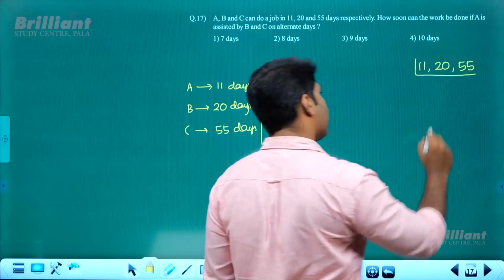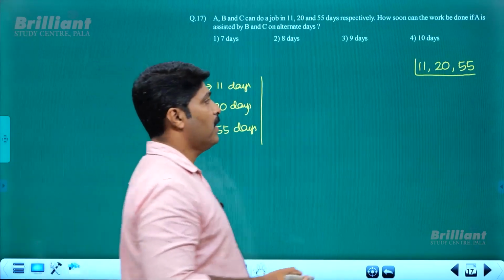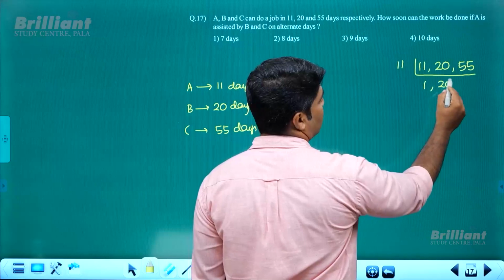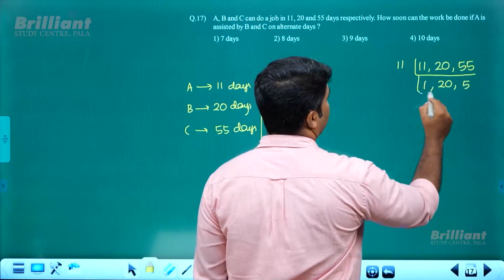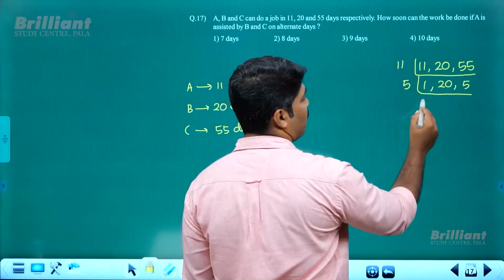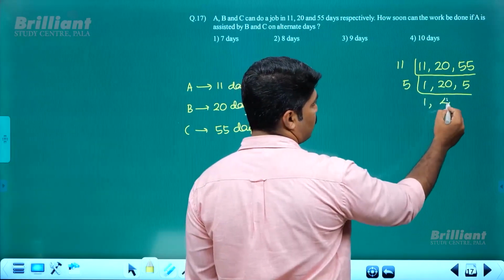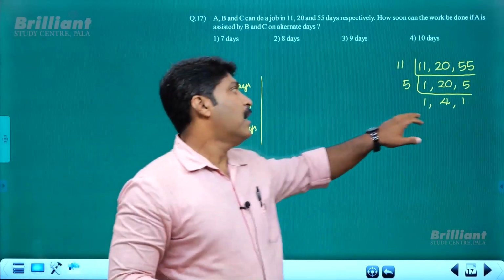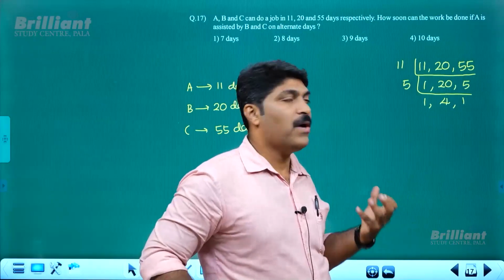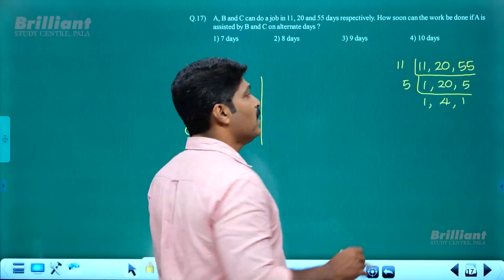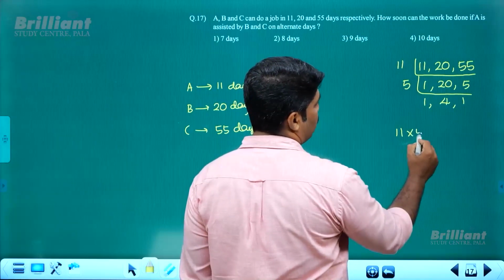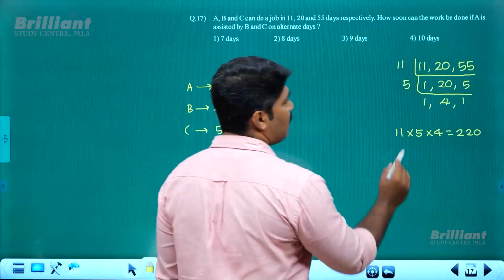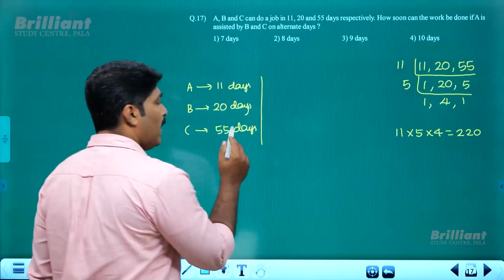We know that there is no common factor for all three numbers. Therefore, here we divide 11 and 55 by 11. So this is 1, 20 stays as it is, and this is 5. Again, 20 and 5 have a common factor 5. Therefore 1 stays as it is, this is 4, this is 1. Finish. No further division is possible because no two numbers have any common factor. Just stop the operations here and multiply them together: 11 into 5 into 4, which is equal to 220. This is the LCM of 11, 20, and 55.